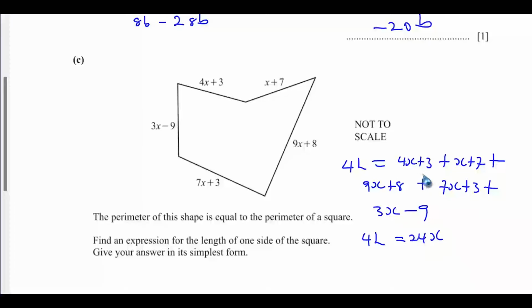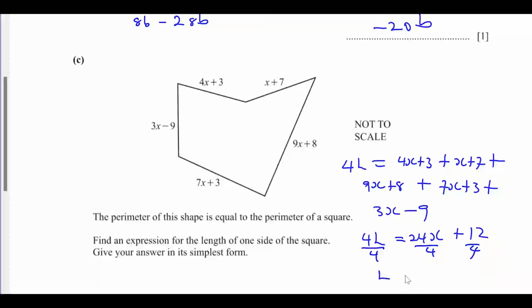Then if you add 3, 7, 8, 3, negative 9, that should give you plus 12. Okay, so you can reduce this by dividing through by 4, as 4 can go. So divide by 4, divide by 4, divide by 4.